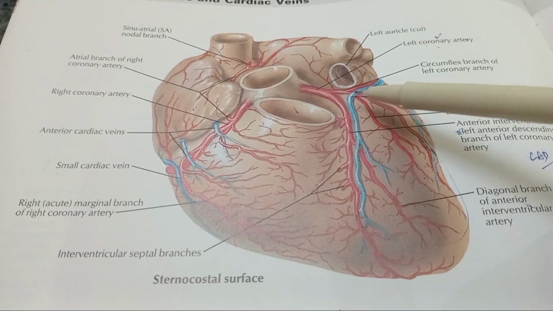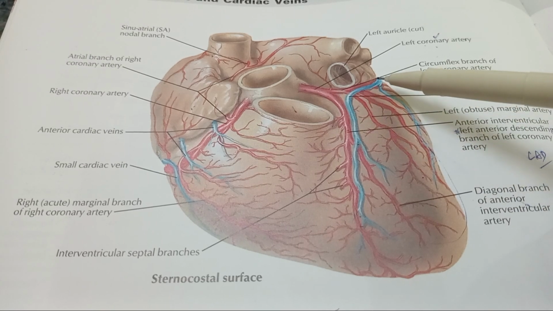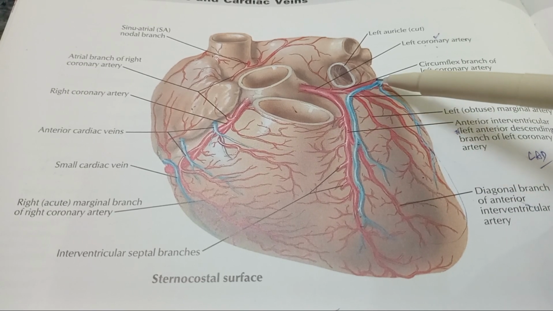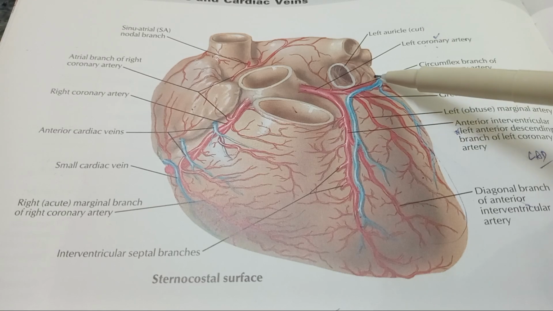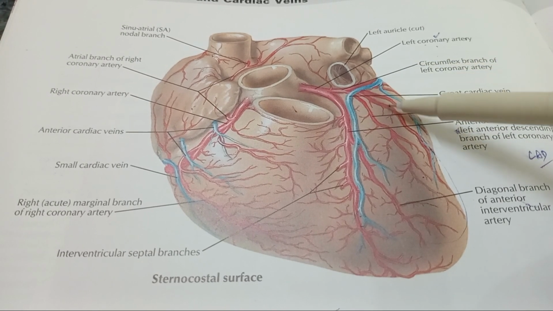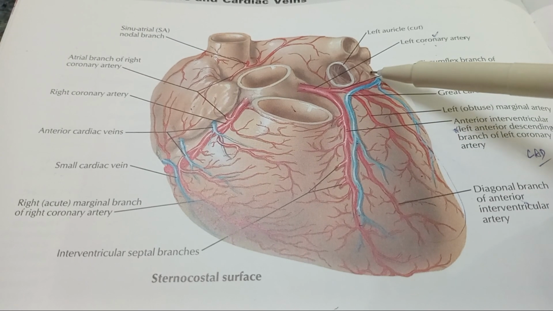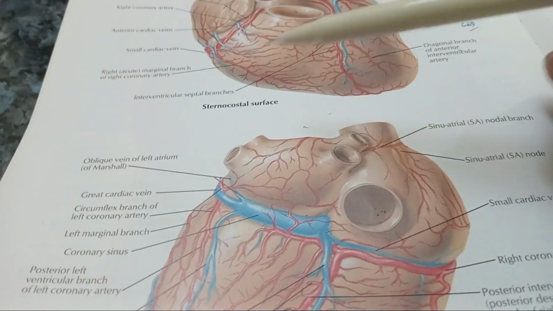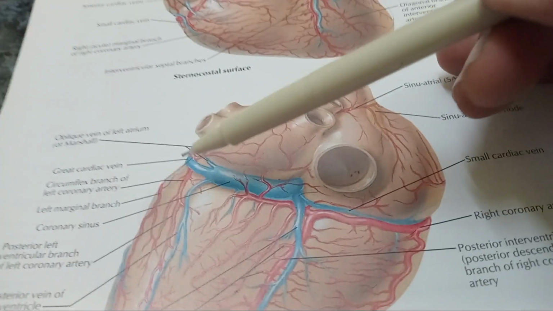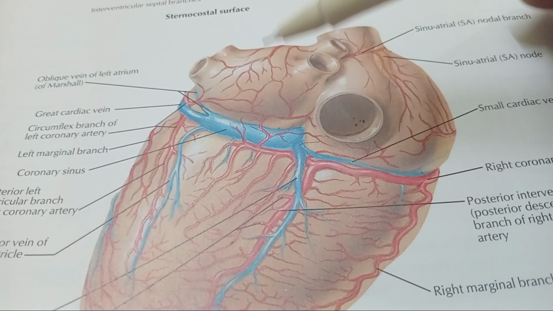The next branch of the left coronary artery is the circumflex artery. You are seeing the circumflex artery, which is moving around in between the left atrium and left ventricle, and because it is moving around, it is called the circumflex artery. When we see it from the undersurface, this circumflex artery is giving branches to the left ventricle.